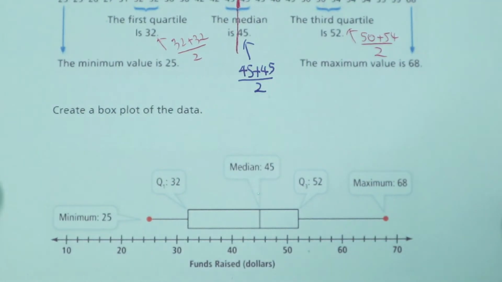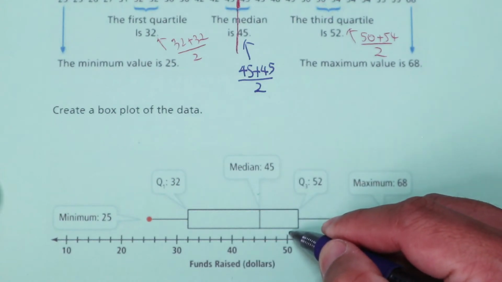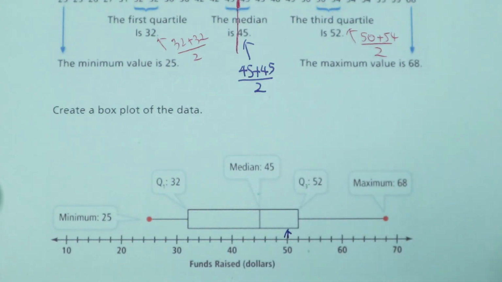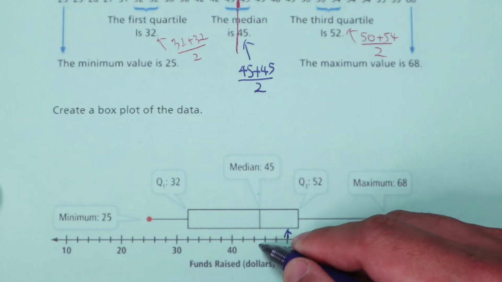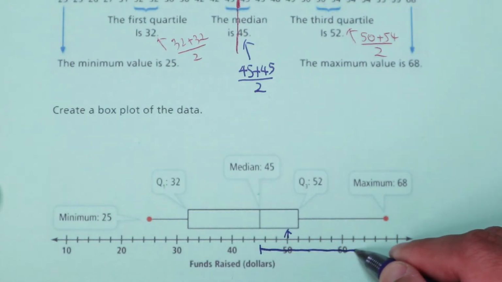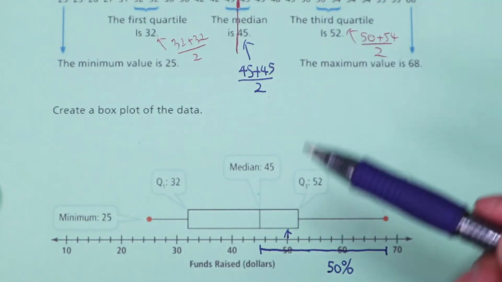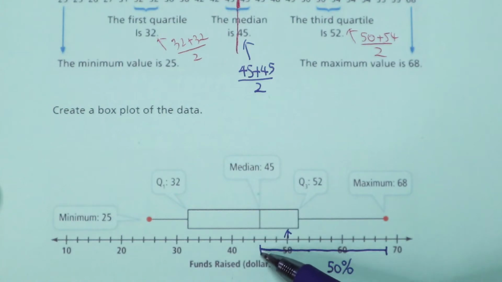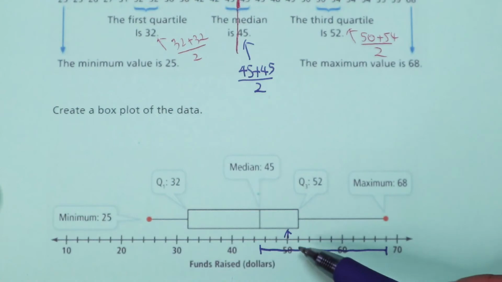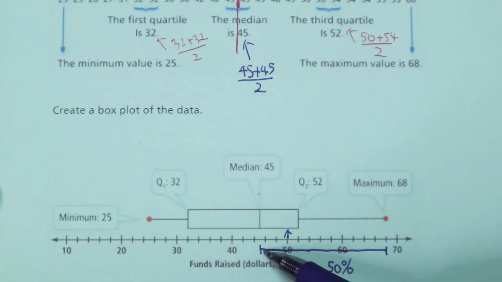Remember what Caitlin says is that she wants to claim whether more than half of the students raised over $50. Now, $50 is right here. But I see that half of the people, this is half, remember, this is 50% right here. I see that half of the people raised actually $45 or more. Not $50 or more, $45 or more. So that means that less than half of the people raised $50 or more.